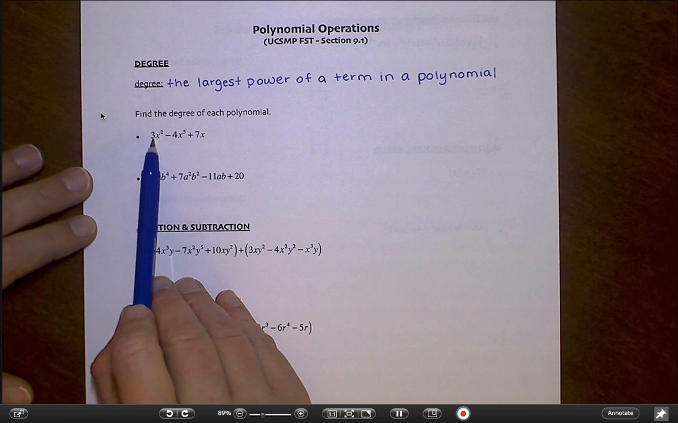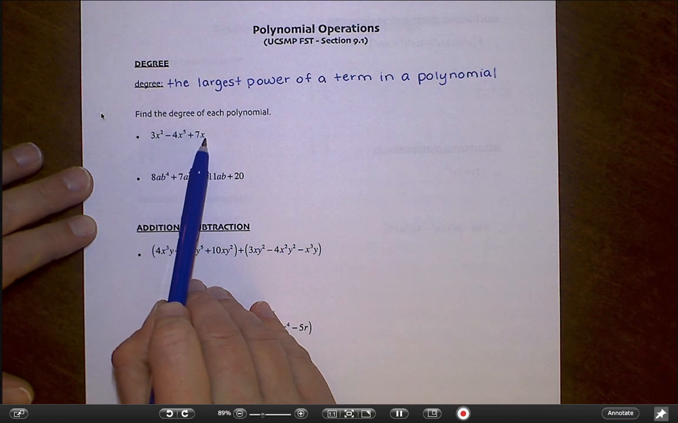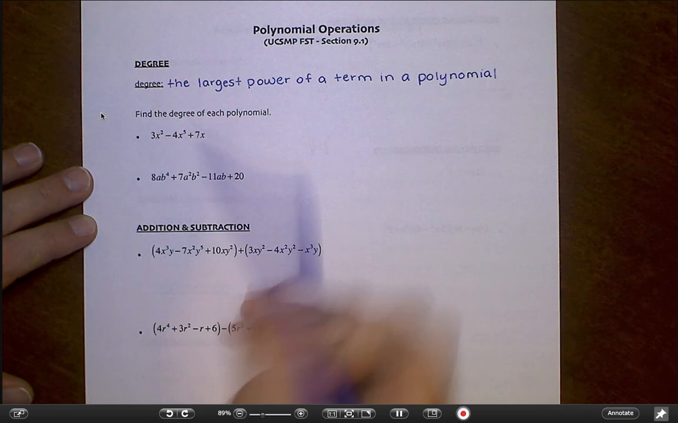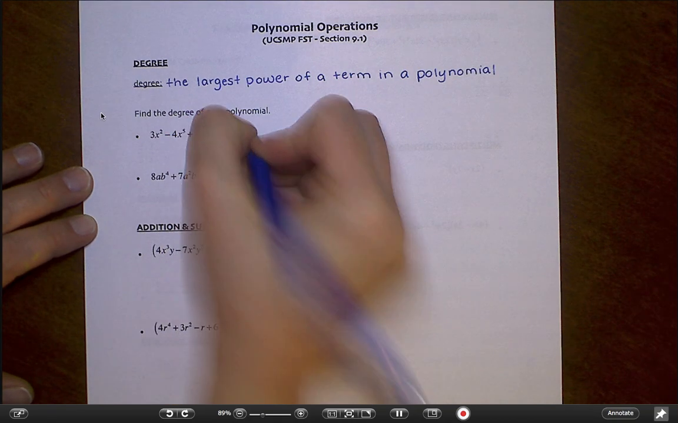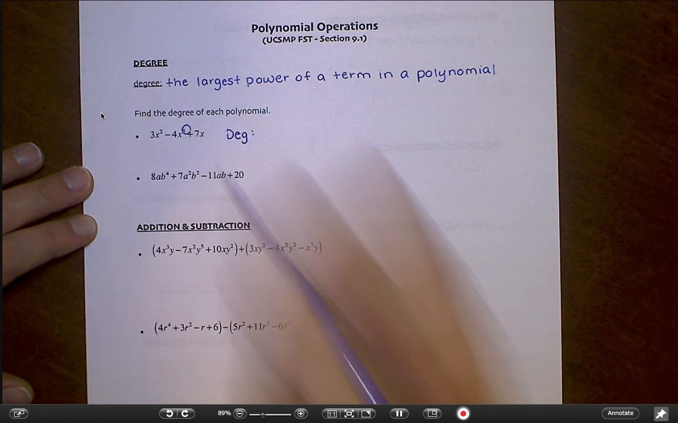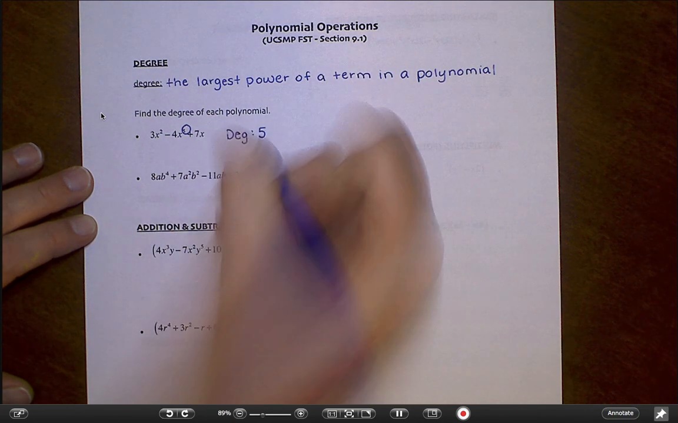So this first one is in a single variable. You'll notice everything is just x's. And so the degree would be the highest power or the highest exponent that you see, which in this case would be the 5. So we would say this thing has a degree of 5.